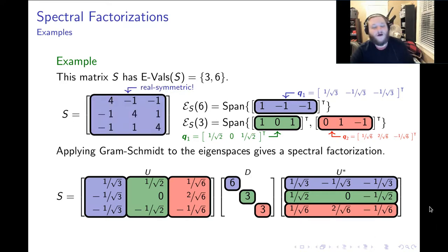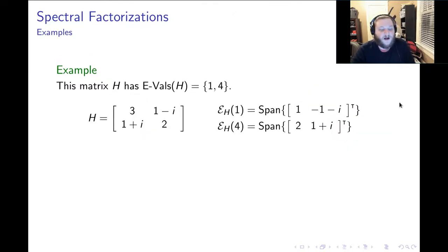And again, this is guaranteed because the matrix S we're working with is a real symmetric matrix, and every real symmetric matrix is an example of a Hermitian matrix. To finish the lecture, I want to apply the same procedure to something that isn't real symmetric. Here we have a matrix H, and this matrix H is Hermitian. It's a 2 by 2 matrix where the off-diagonal entries are related by conjugation. 1 minus i conjugate is 1 plus i.